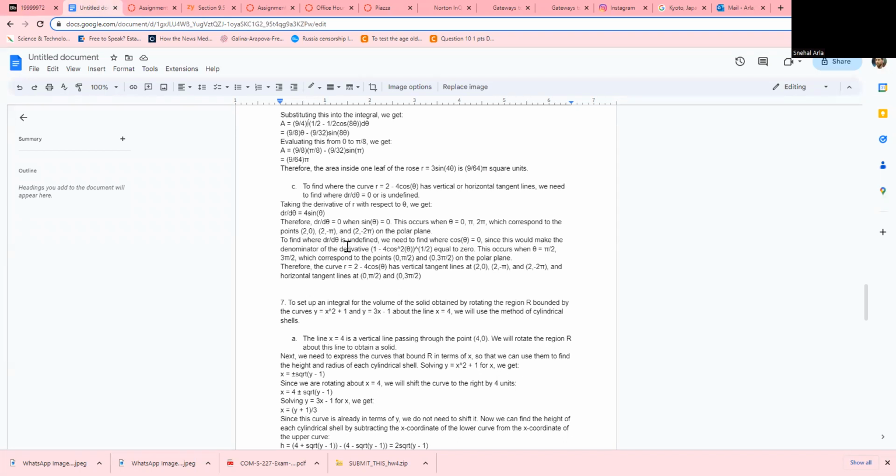To find where dx over d theta is 0, we need to find where cos theta equals 0, since this would make the denominator of the derivative, 1 minus 4 cos squared theta to the power 1 half, equal to 0. This occurs when theta equals pi by 2 and 3 pi by 2, which correspond to the points 0, pi by 2 and 0, 3 pi by 2 on the polar plane. Therefore, the curve r equals 2 minus 4 cos theta has vertical tangent lines at 2, 0, 2 minus pi, and 2 minus 2 pi, and horizontal tangent lines at 0, pi over 2, and 0, 3 pi over 2.